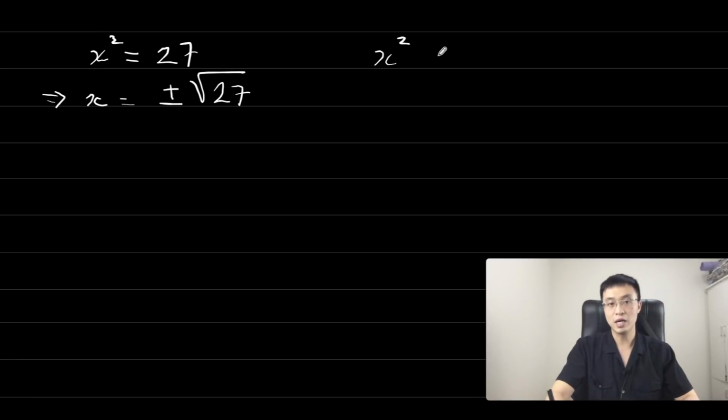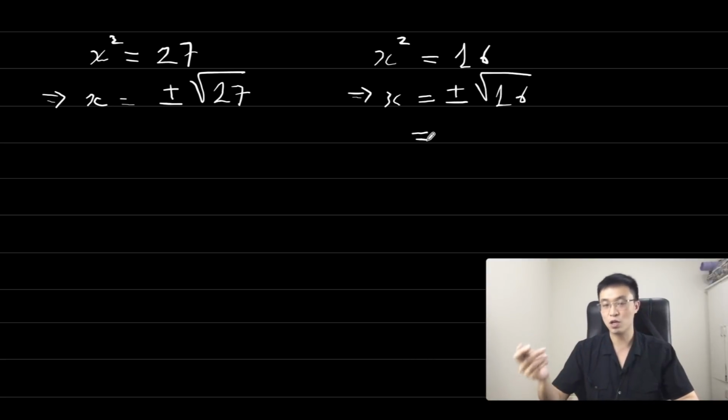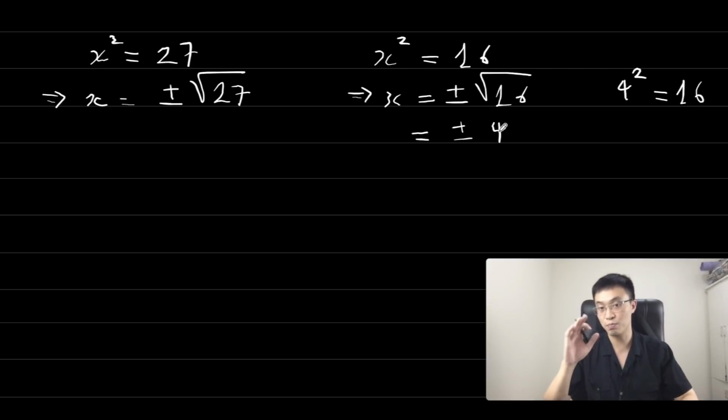Another one, x squared equal to 16, and x will be equal to plus or minus the square root of 16. But the square root of 16 is very easy to calculate because 4 squared equals 16. So the square root of 16 will be equal to 4. That's why the final solution is plus or minus 4.